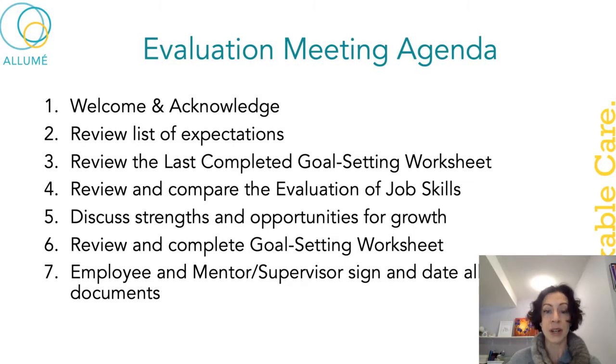So when you get together, what happens? In the evaluation meeting or coaching session that you have with your supervisor or mentor, you first get together, you're welcomed, and you're acknowledged for the good things that you're doing. They review the list of expectations of where you should be in your journey. You then review the last completed goal setting worksheet, and when you do that, it's important to see where you were and where you're headed.